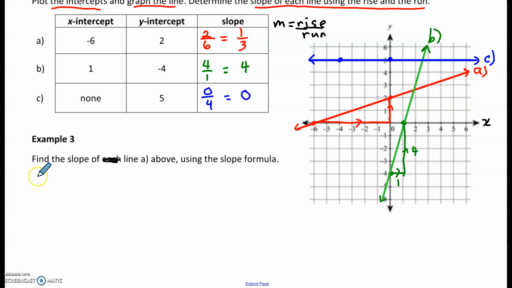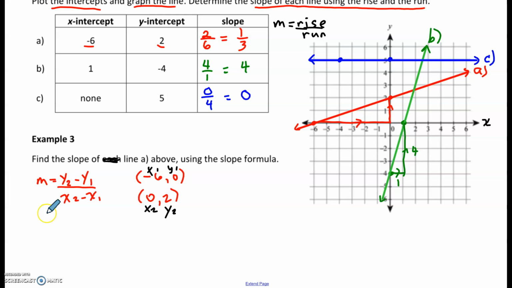So the slope formula is m equals y2 minus y1 over x2 minus x1. I need 2 points, so I'm going to use the intercepts. So we can write the x-intercept as (-6, 0). And we can write the y-intercept as (0, 2). We'll go ahead and label our points as x1, y1, and x2, y2. And now let's sub it into our formula.